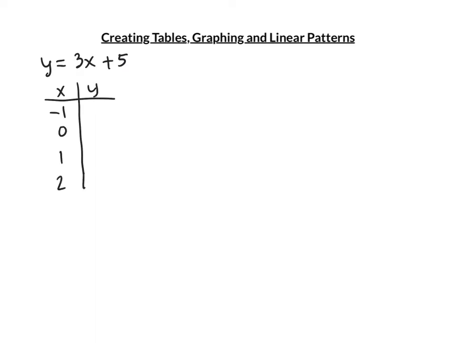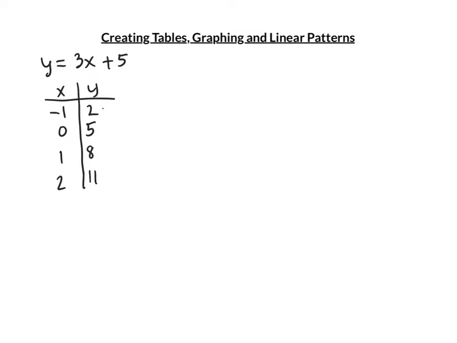So if we plug in negative 1, 3 times negative 1 is negative 3, plus 5 is 2. If we plug in 0, 3 times 0 is 0, plus 5 is 5. Plugging in 1, 3 times 1 is 3, plus 5 is 8. And plugging in 2, 3 times 2 is 6, plus 5 is 11.